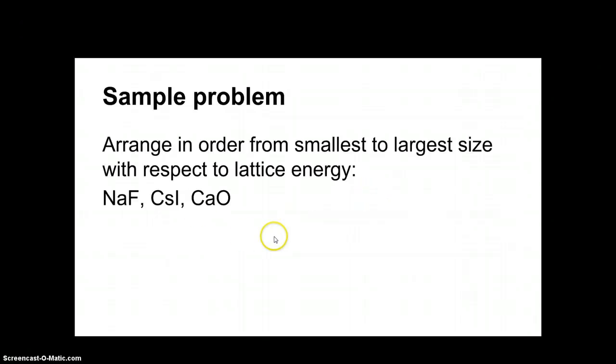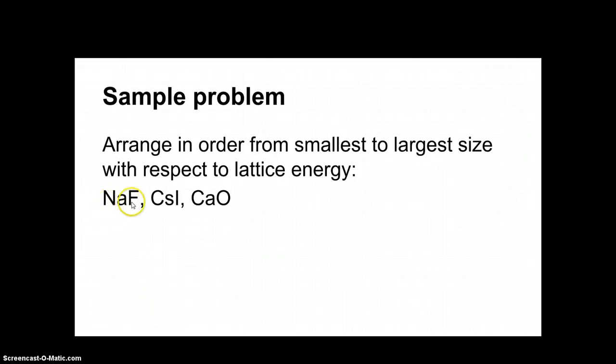Okay, so it says, arrange in order from smallest to largest with respect to lattice energy: NaF, CsI, and CaO. Here's what I would do. First off, let's look at the charges.